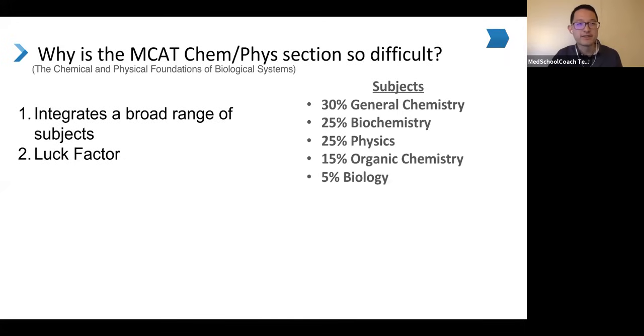And when you think about the number of topics tested on the Chem Phys section for physics, there's a lot more than 14 to 15 topics. So what that means is on one exam, it might be very heavy on a few, like waves and fluids. And on another MCAT administration, it might have a bunch of questions on geometric optics and work and energy.